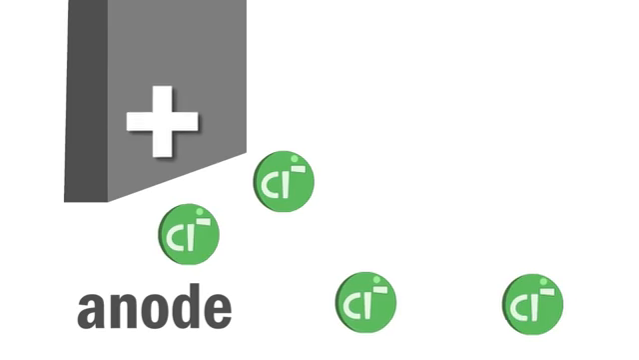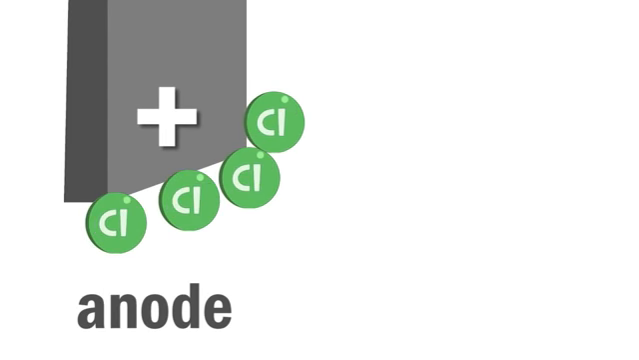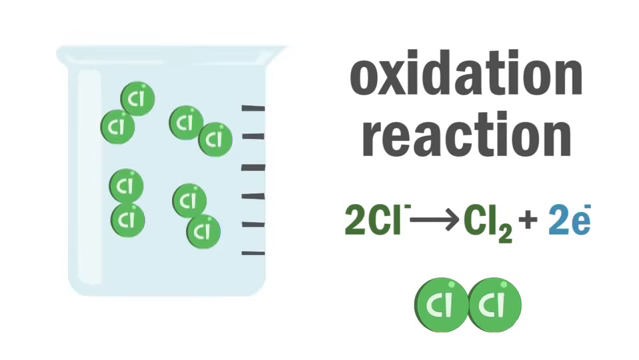At the anode, or positive electrode, the chloride ions will each give up an electron and become a neutral chlorine atom. This is an oxidation reaction. The single chlorine atoms then pair up to form chlorine molecules and chlorine gas is produced.